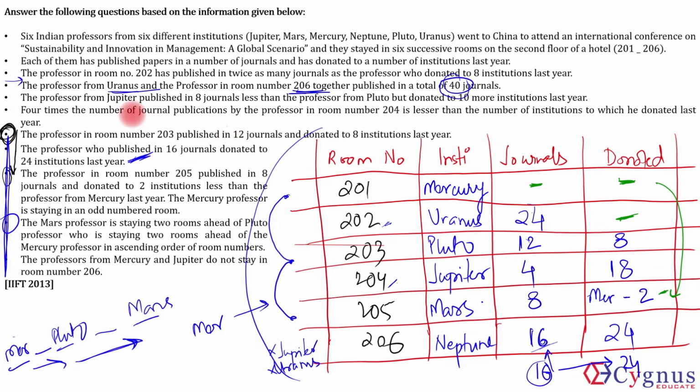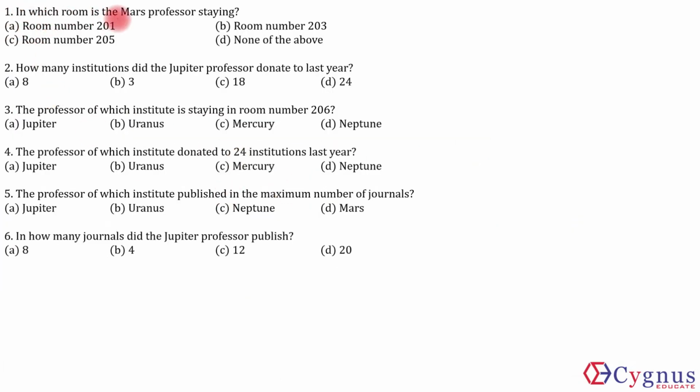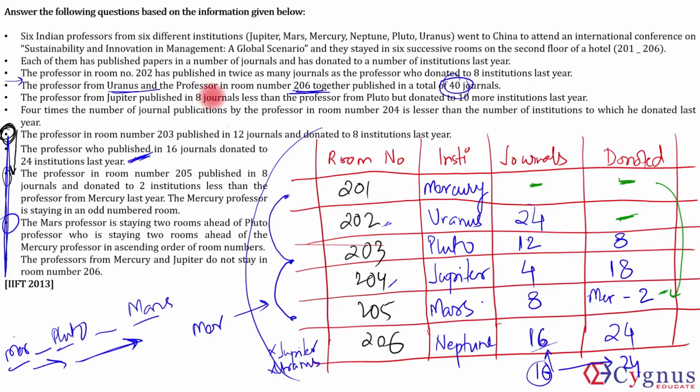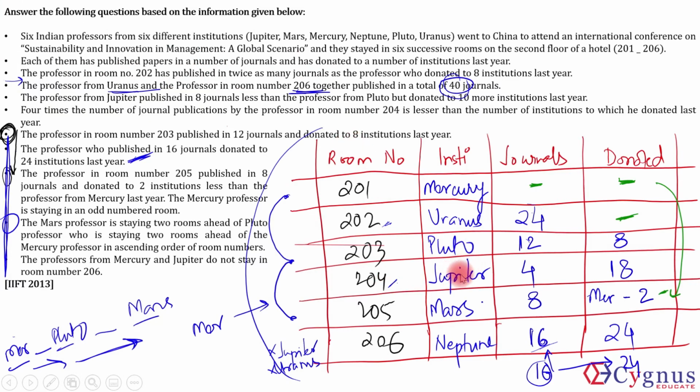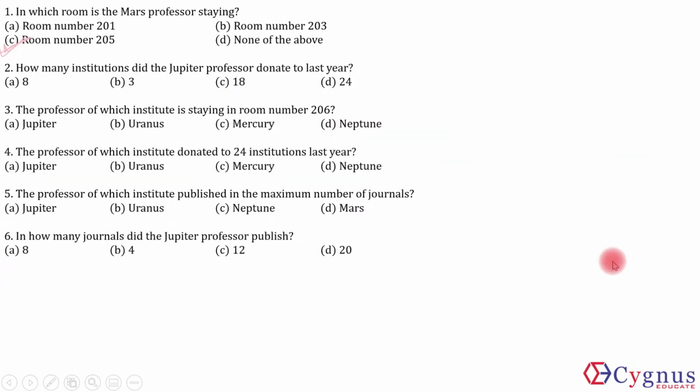The first question is, in which room is the Mars professor staying? So where's the Mars professor? He's staying in room number 205. So the Mars professor stays in room number 205, hence the answer is option C. Next, how many institutes did the Jupiter professor donate to last year? So the professor from Jupiter donated to 18 institutes last year. Hence, the answer is option C, 18.